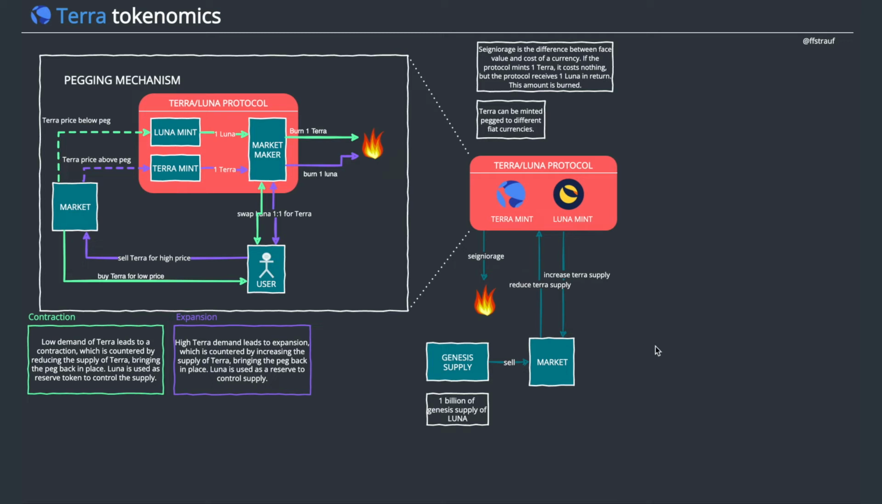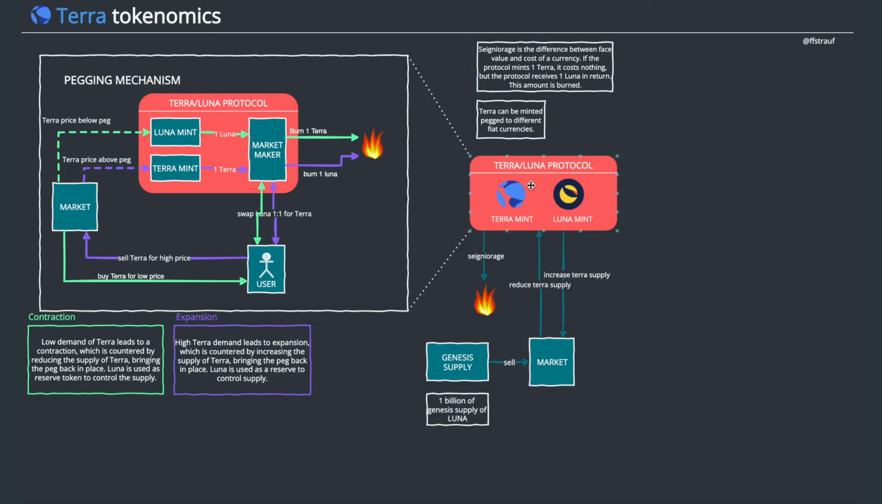Just with that sole purpose of keeping each and every one of those versions of Terra pegged to the respective currency, right? So there's one for Korean won, there's one for euro, but the main one is really US dollar. So they're trying to keep that. And then they used to have the seigniorage model. I still have this in this diagram because they used to have it. They don't really use it anymore.